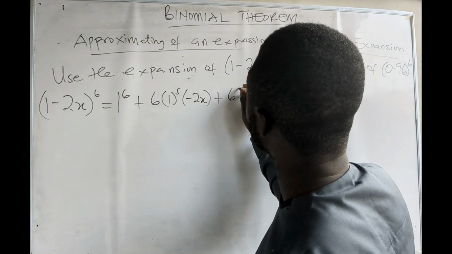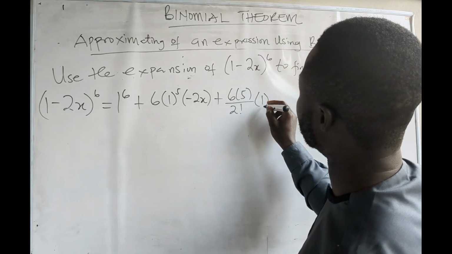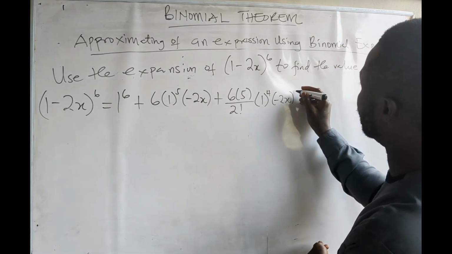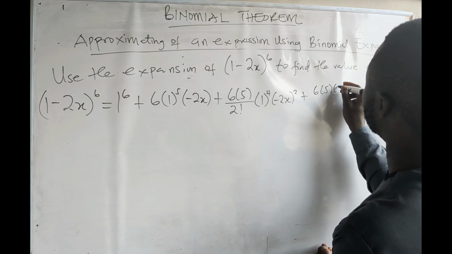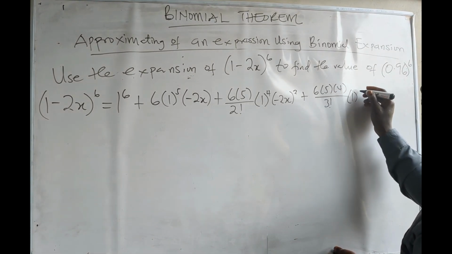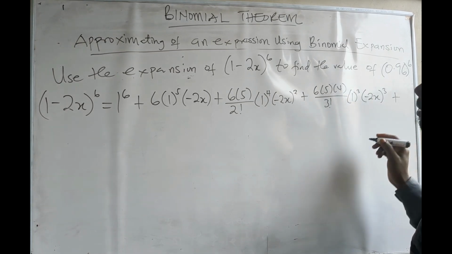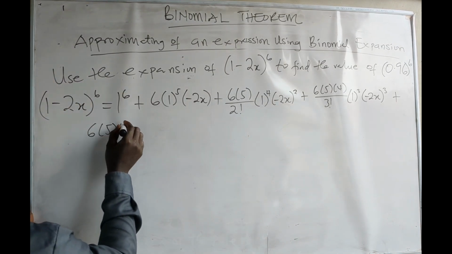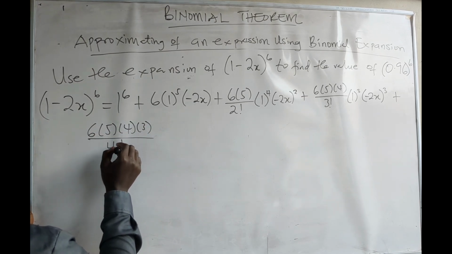We have 6 times 5 over 2 factorial, then 1 exponent 4, negative 2x exponent 2, plus 6 times 5 times 4 over 3 factorial, 1 exponent 3, negative 2x exponent 3, plus, and let's go on, 6 times 5 times 4 times 3 over 4 factorial.